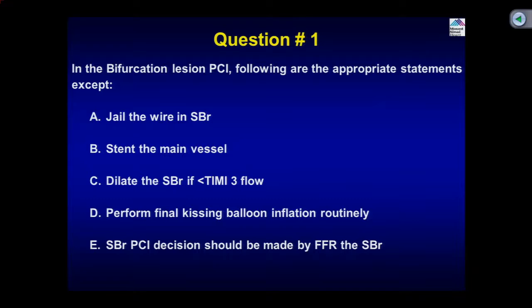In the bifurcation lesion PCI, the following are appropriate statements except: jail the wire in the side branch, stent the main vessel, dilate the side branch if less than TIMI 3 flow, perform final kissing balloon inflation routinely, and lastly the side branch PCI decision should be made by FFR of the side branch.